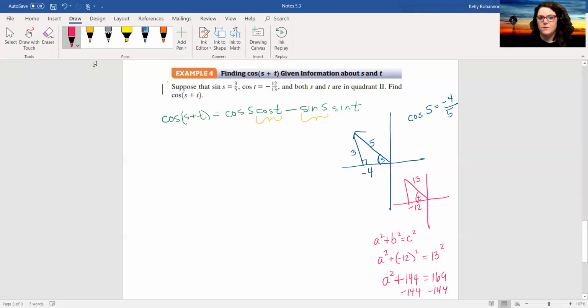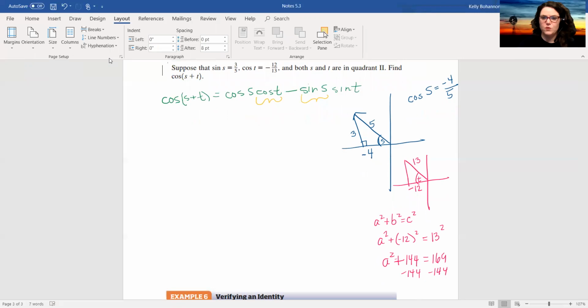And that gives me that a squared is 25, which means a is 5, which, by the way, is another Pythagorean triple. I just didn't know if y'all knew all of them. So that means that sine of t is 5/13. And in quadrant 2, sine is positive. So now I can go in and plug in these values. So remember, oh, it's already written there. I don't need to write it again.